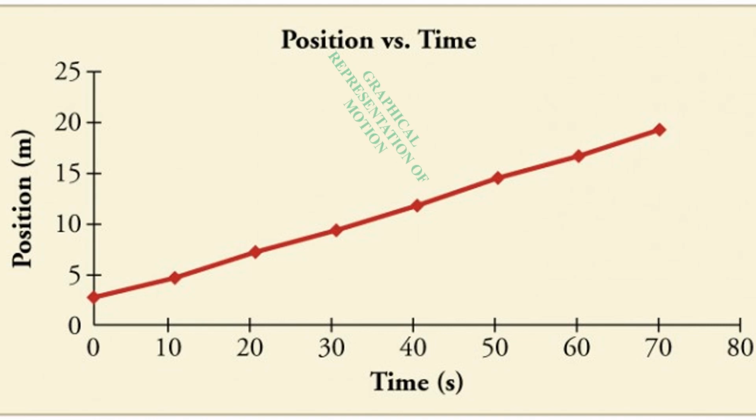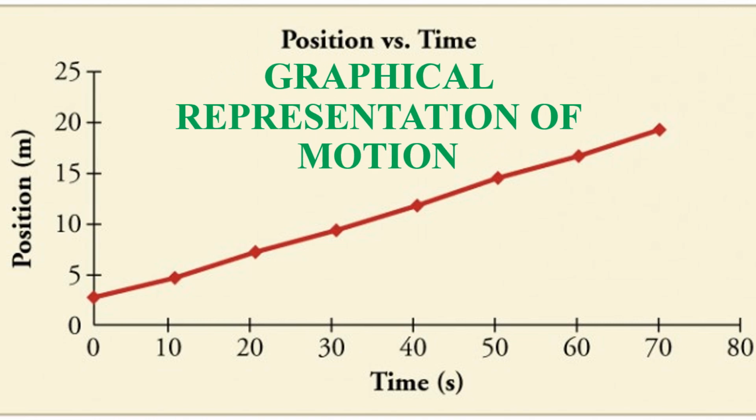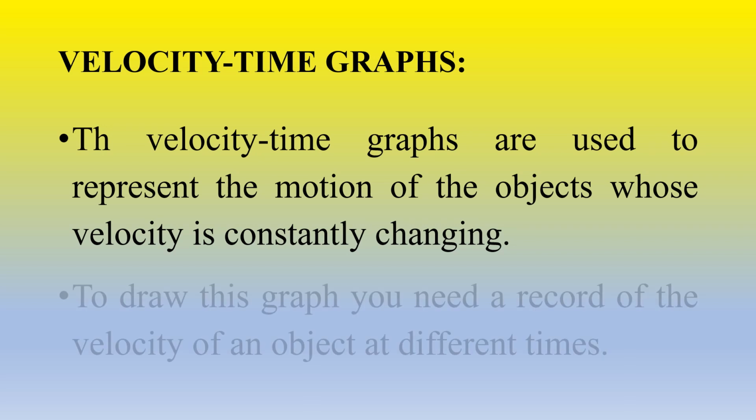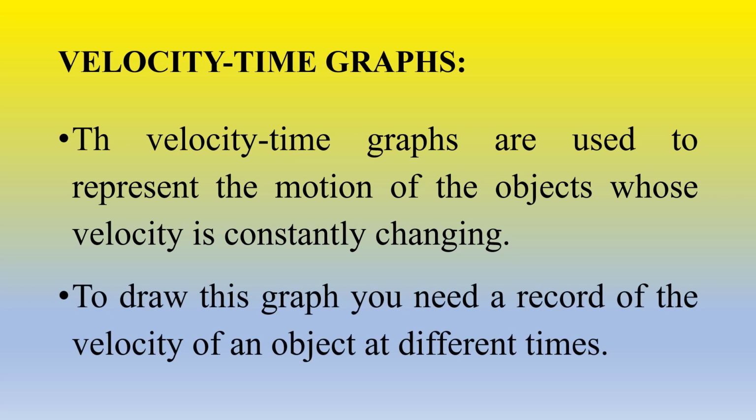Velocity time graph and displacement time graph. Velocity time graphs. Velocity time graphs are used to represent the motion of objects whose velocity is constantly changing. To draw this graph you need a record of the velocity of an object at different times.